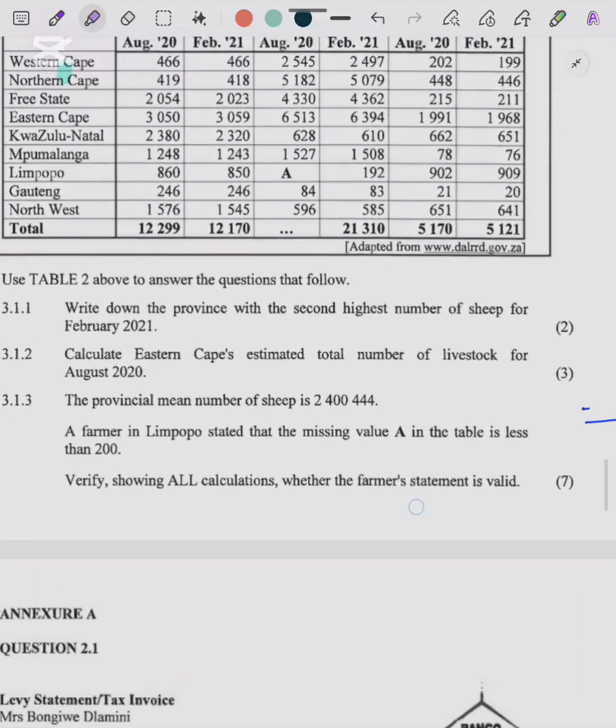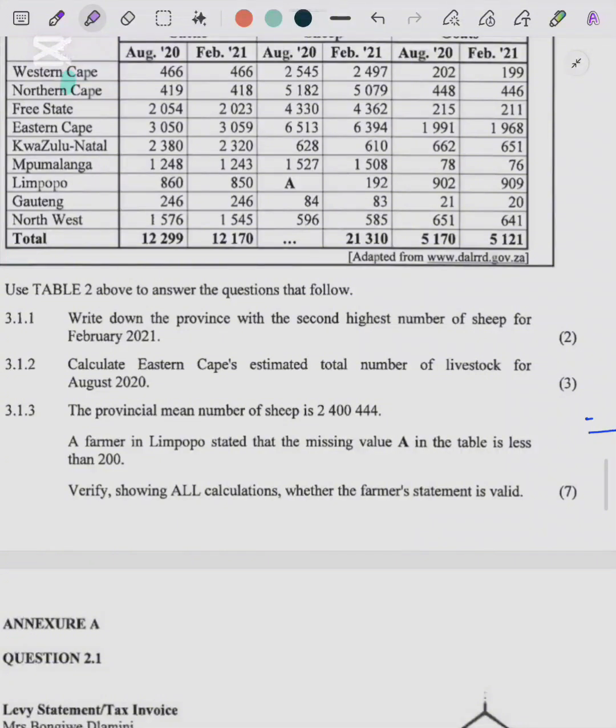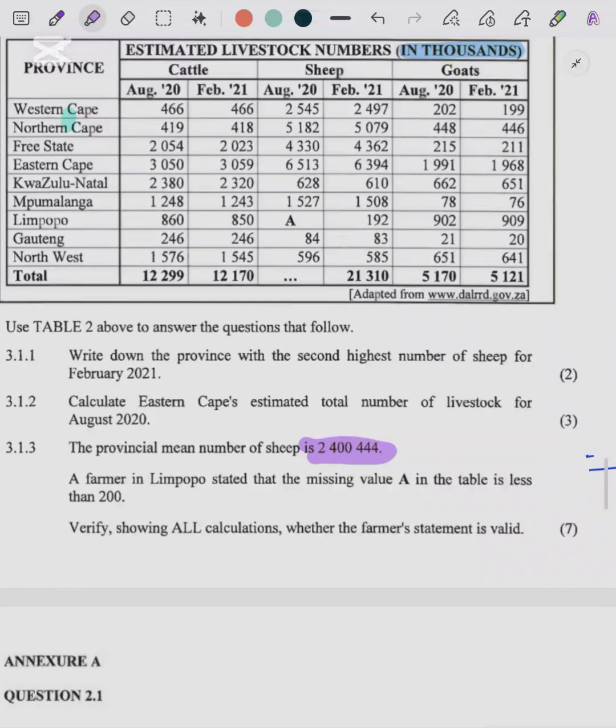Okay, so let's look at the values we have. They tell us that the provincial mean for sheep is 2 million. So where is our provincial mean for sheep? Okay, so we can see we're working in August 2020. I do feel like they're kind of missing a piece of information because they should have specified that they were working in August of 2020 and not 2021. But we can imply that from the question as well, because we can see here that we're also missing that total. Okay, so let me pop this onto a new page so we can work with it.